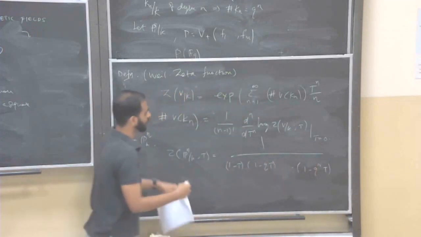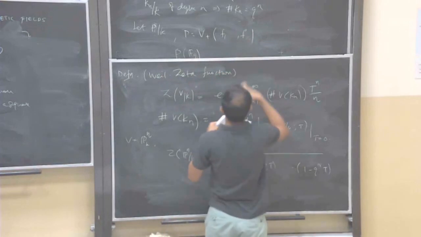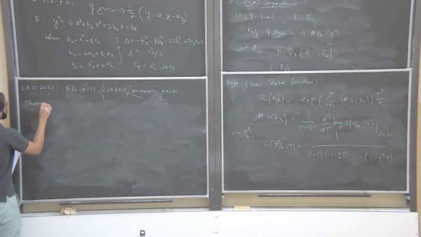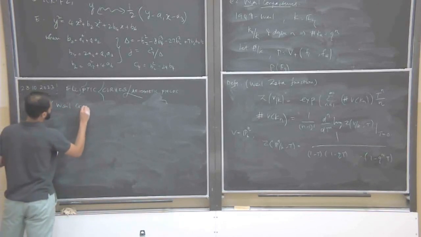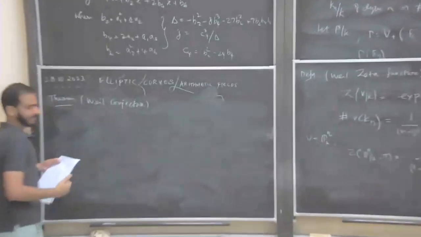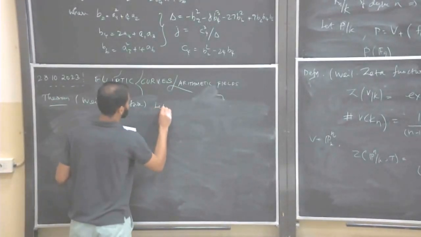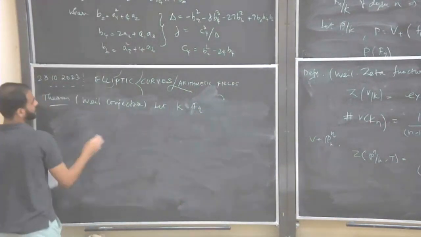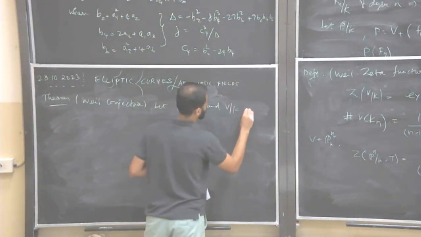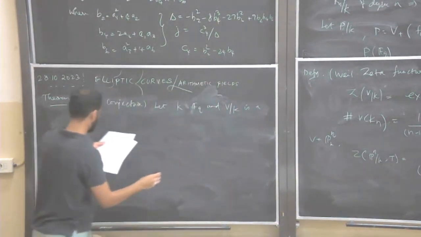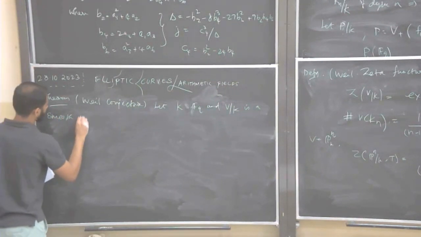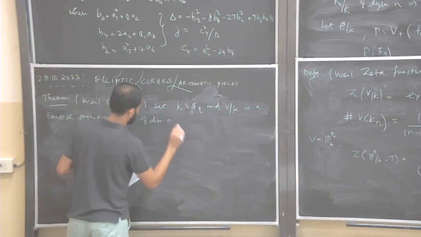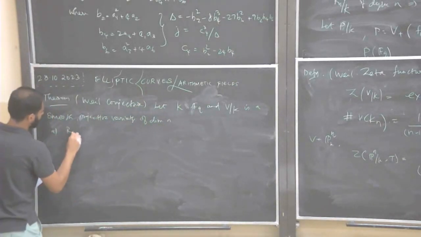Where this n is the dimension. To briefly give the statements of the Weil conjecture, it's for the sanctity of the talk. Let X be a projective variety of dimension n. Then there are key parts in this conjecture.